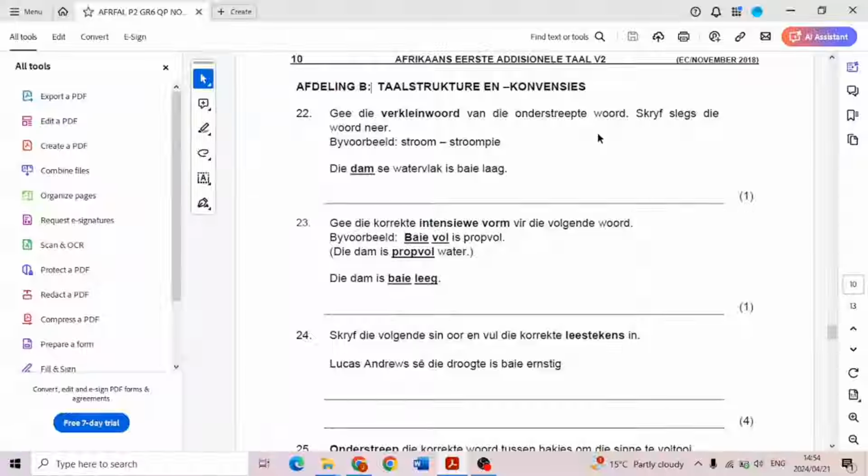So you will also see that most of the papers are exactly the same in terms of what it is that they ask, but obviously they have to use different examples in order for the papers not to be the same every year. So we're going to start with the first question, and it says gee die verkleinwoord van die onderstreepte woord, skryf slegs die antwoord neer. So verkleinwoord is something that they ask in every single test.